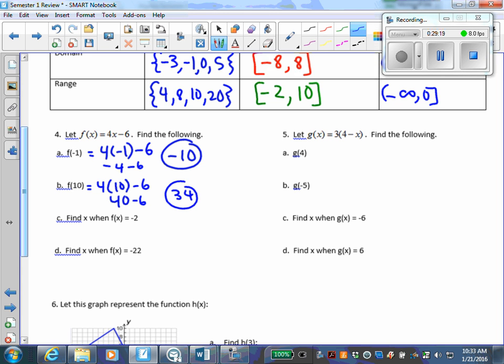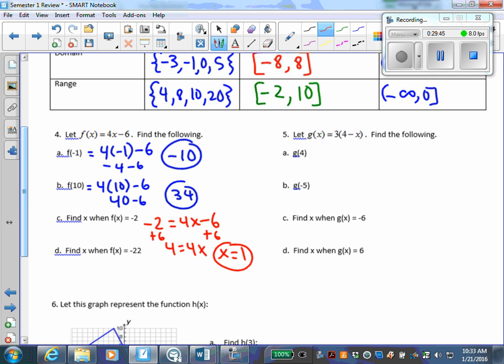Part C, find x when f of x equals -2. Now it's telling us, instead of the input, the x value, it's telling us the output, which is like the y value or the f of x value. We put -2 in where f of x is and solve. -2 equals 4x minus 6. So add 6, get 4 equals 4x, which means x equals 1. 4 equals 4 times 1.